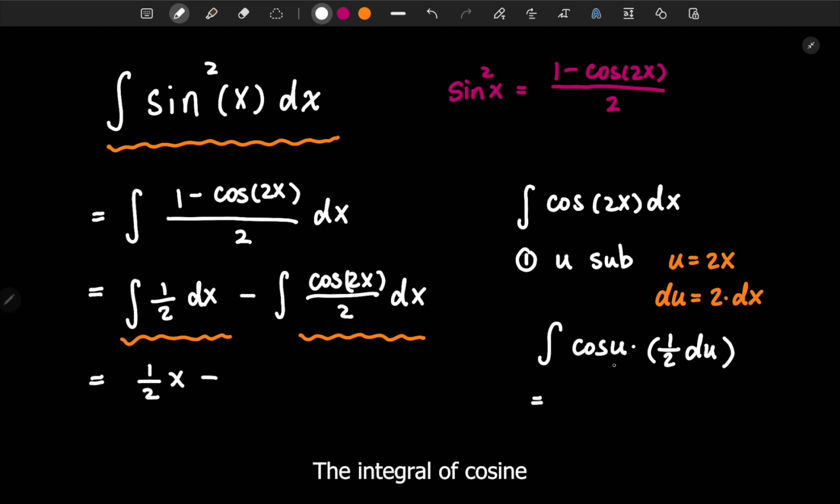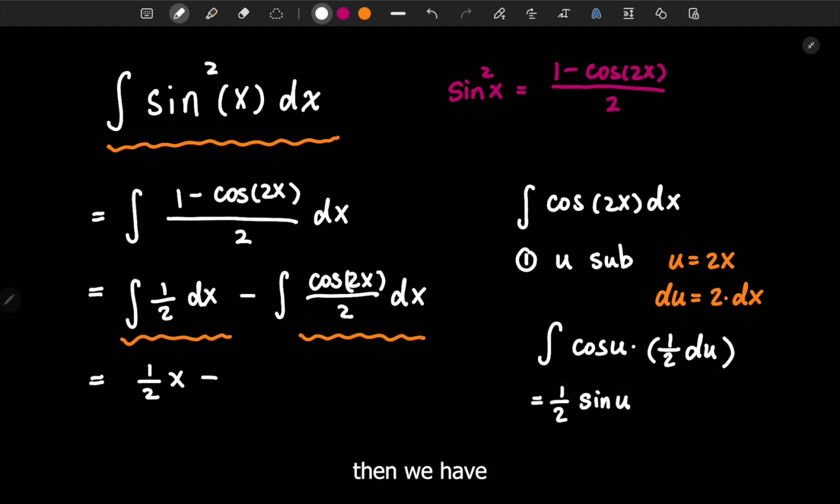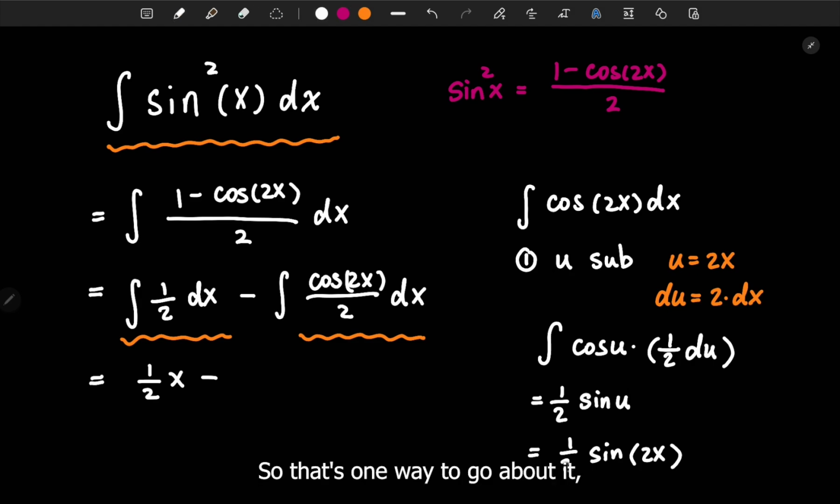The integral of cosine u becomes sine u. Then 1/2 is the coefficient we put in front of that. And the last step, substitute u back to x, which is 1/2 sine 2x. So that's one way to go about it.